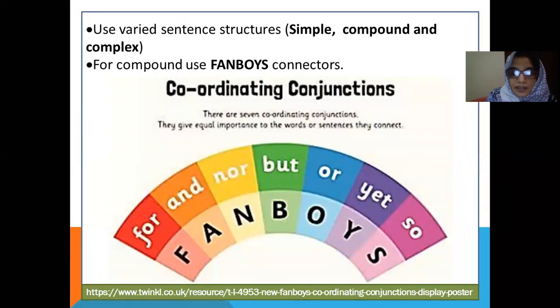After linking words, the next important thing is the variety of sentences. It means that they should write simple sentences, compound sentences, and complex sentences, or maybe compound-complex. For that, I often provide abbreviations, acronyms, to the students so it's easy for them to remember. So if they want to make a compound sentence, they can use FANBOYS connectors, or conjunctions.